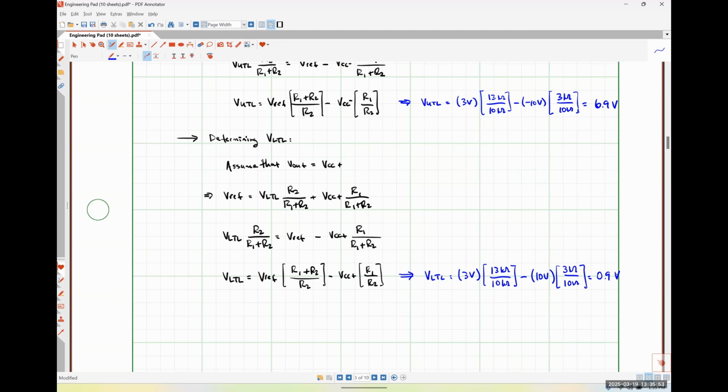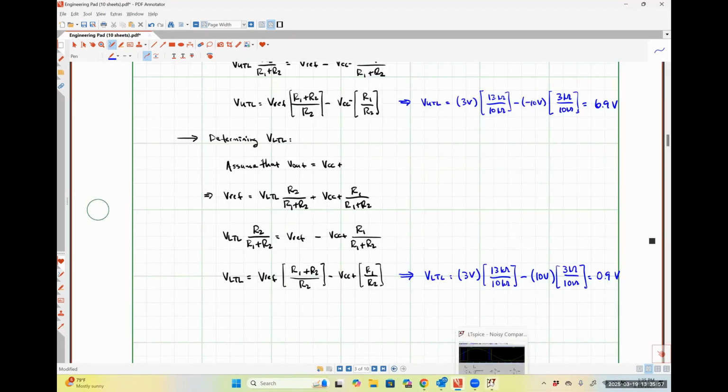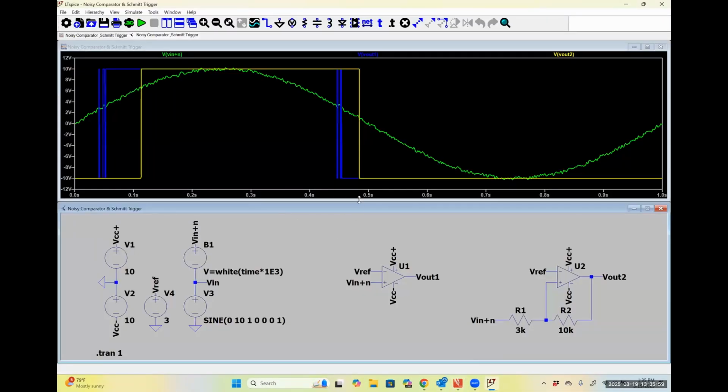So let's take a moment here and look at our simulation. It looks like my output voltage is triggering low around here. So I'm just coming back over. So somewhere between 0 and 2 volts. So this seems reasonable. Now, there's a better way for us to look at this thing, okay?